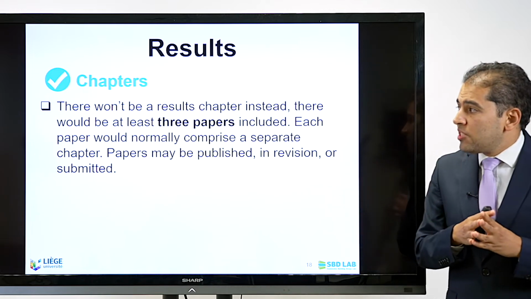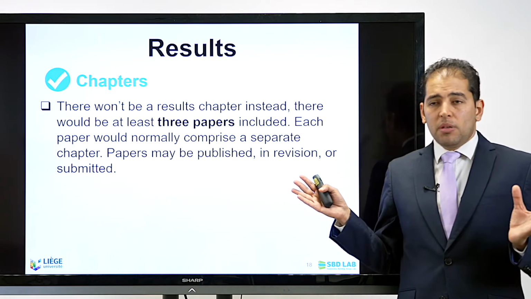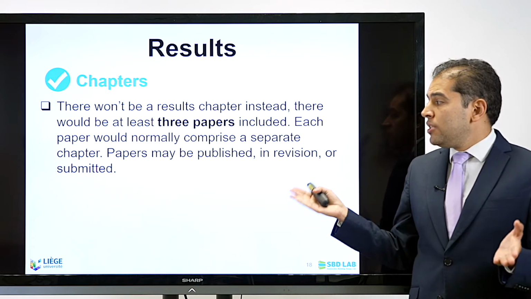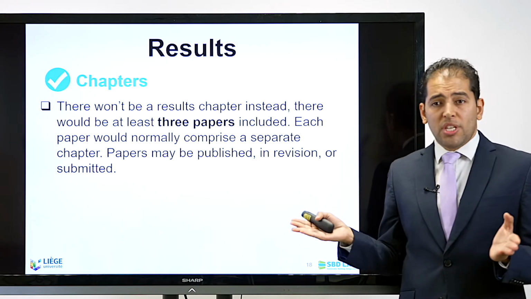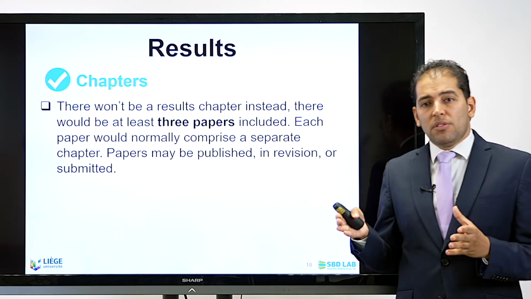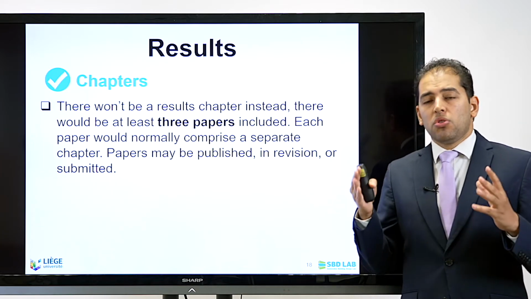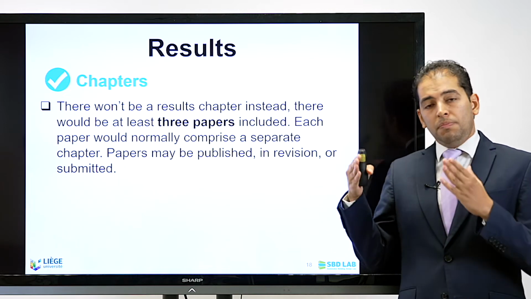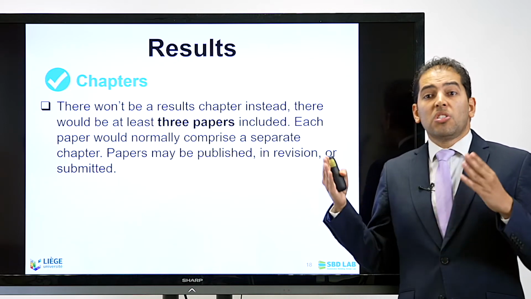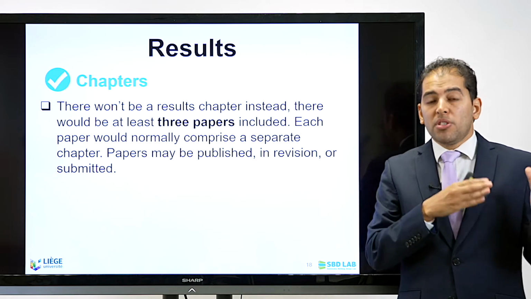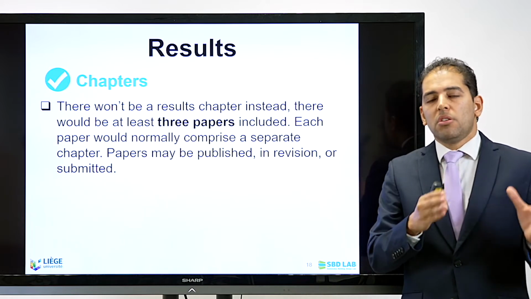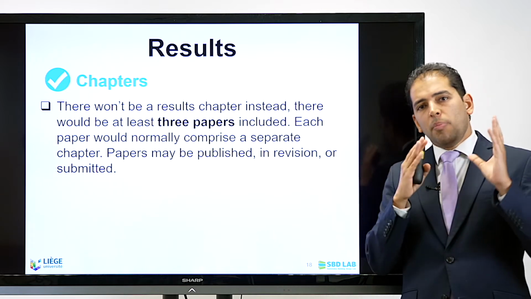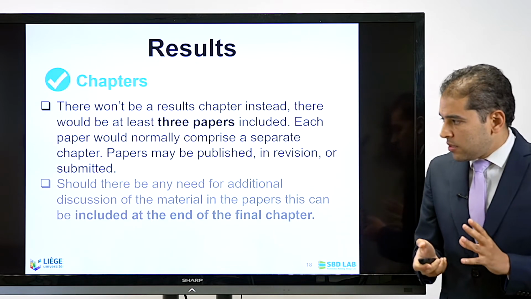Now when it comes to the result, there won't be a result chapter, but there will be instead the 3 papers included. Each paper would normally comprise a separate chapter. If any of the editors, especially the dinosaurs, or any of the reviewers, especially those who are not used to article-based, start to tell you to modify the published article, don't take this comment. You need to include any modification in the discussion. So a published article should be kept as it is.